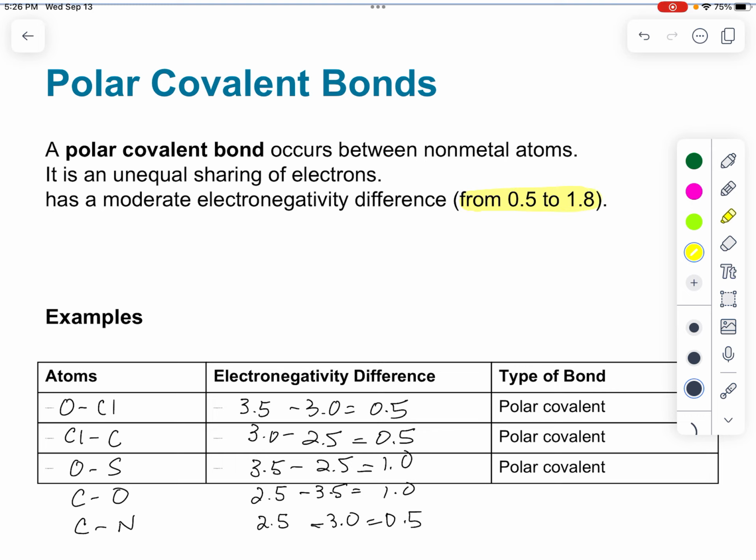And so in the range between 0.5 and 1.8, those are considered covalent and polar. When you get beyond 1.8, we consider it to be ionic. If I give you these examples, I could ask you which ones are the most polar. Well, those would be the ones with the biggest numbers, so O-S and C-O. I could ask you what's more polar, a C-O bond or a C-N bond, and you would say that C-O is, because the electronegativity difference is 1.0 versus 0.5.